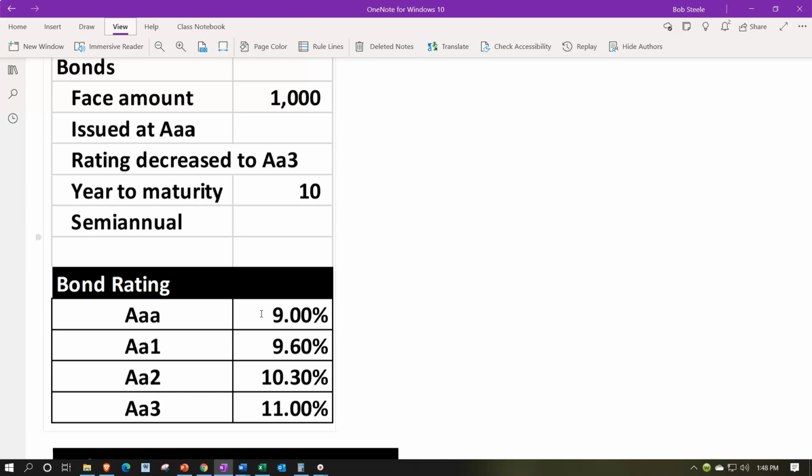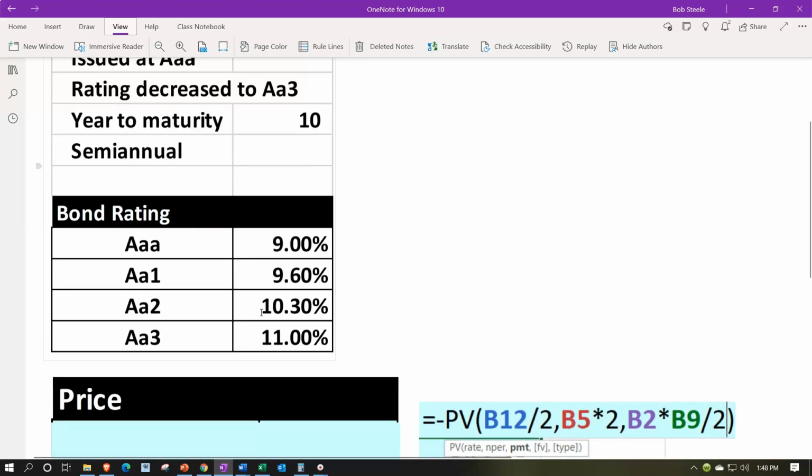So now we'll do our calculation of the bond price. The calculation of the price will be fairly straightforward, as we've seen in the past, but just imagine this scenario where this is now 9%, the AAA rating is the rate on the bond, and the new market rating is at 11%.